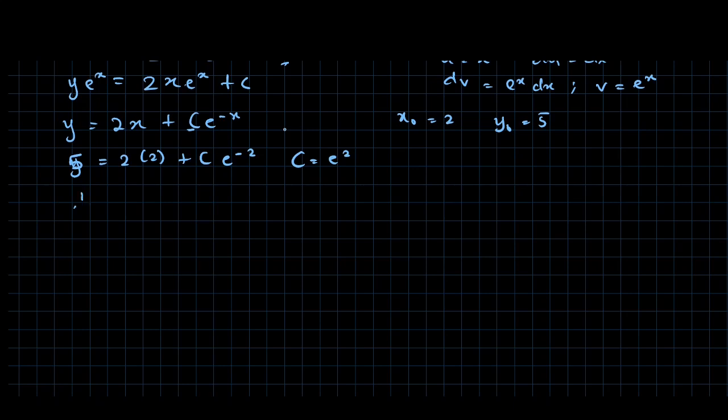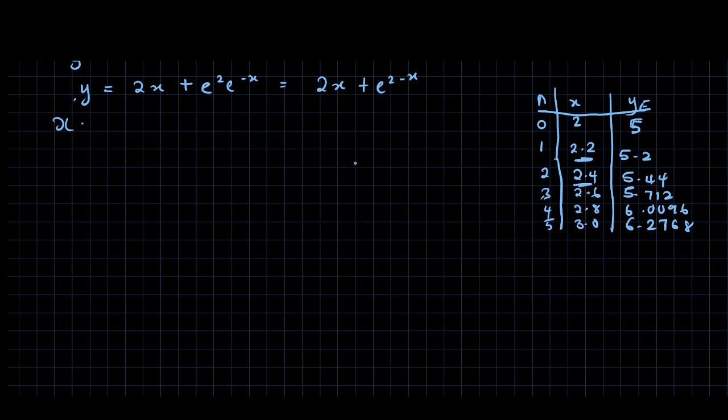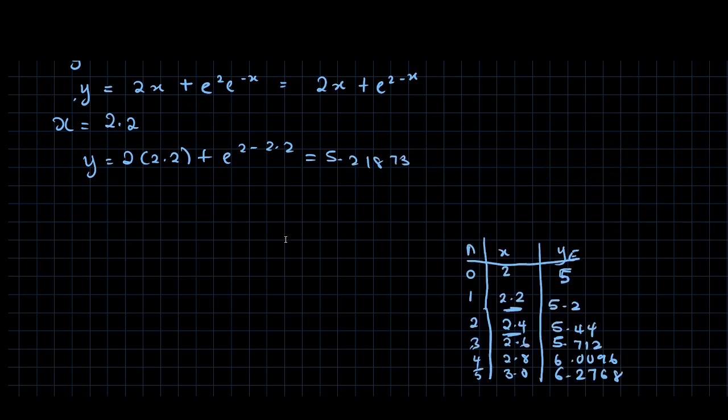So now we have that the equation will be y equals what? 2x plus c e raised to minus x, with c being e^2. If we simplify, it's going to be 2x plus e raised to 2 minus x, just using exponential algebra. So now we can find values for when x is equal to 2.2. So when x is equal to 2.2, y equals what? 2 times 2.2 plus e raised to 2 minus 2.2, which equals to what? 5.21873.